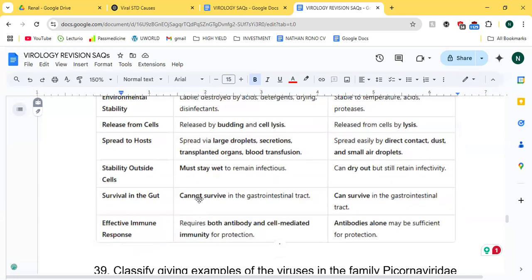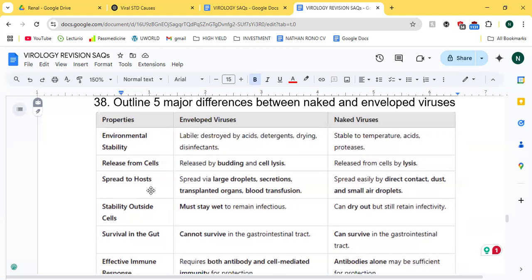Enveloped ones are very useless. They cannot survive the GIT. Naked ones can survive. Okay. Effective immune response for enveloped requires both antibody and cell-mediated immunity for protection. For naked, antibodies alone may be sufficient for protection. Okay, if you just have that same principle, understanding this can be easy. So once you understand, you can cram.